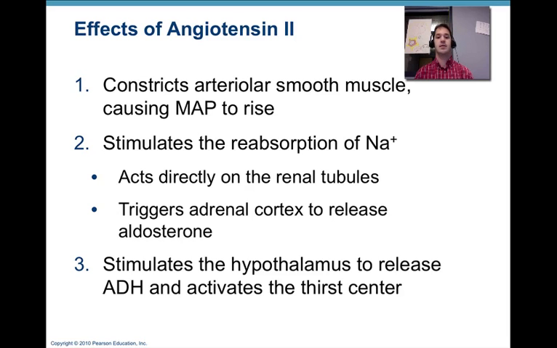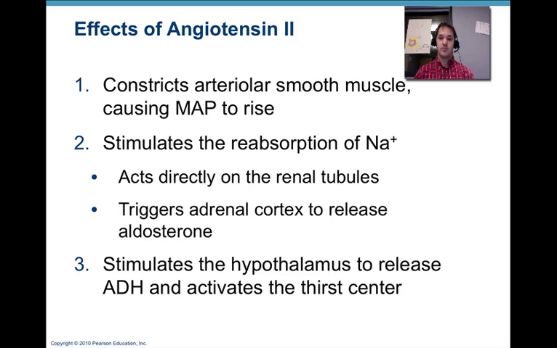So angiotensin does a lot of things. Overall, it causes an increase in systemic blood pressure and an increase of blood volume by increasing sodium reabsorption. So if you can remember that, you're good. So it does that by constricting arterial smooth muscle. That increases total peripheral resistance, and mean arterial pressure then rises.